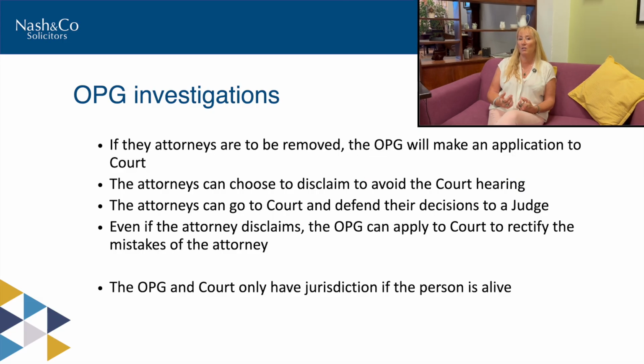One of the outcomes, therefore, is that the attorney would just do what's known as disclaim, which means cease to be an attorney. That might be sufficient to satisfy the Office of the Public Guardian, as this person is no longer attorney going forward. But they could still apply to the Court of Protection depending on what's happened. So if the attorney has stolen £100,000, then maybe they apply to the Court of Protection for an order to have that money reinstated, even if that person disclaims. So it all depends on what the decision is and what's going on.